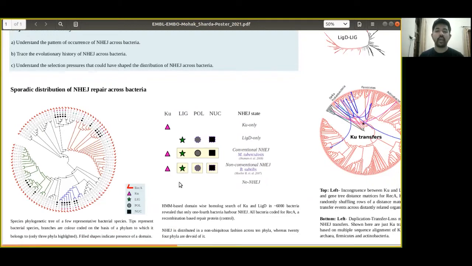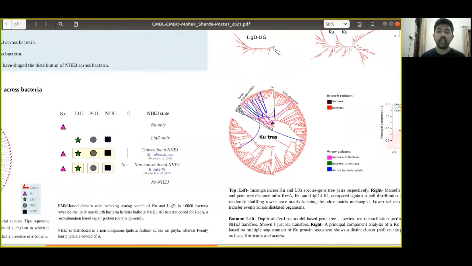We divided our organisms into different categories based on the presence and absence of Ku and ligase D. There were organisms that coded for neither of these 4 domains. Then there were organisms that coded for domains for Ku or ligase D, which we termed incomplete NHEJ machinery. And finally, organisms that coded for both Ku and all the 3 domains in different combinations of ligase D.